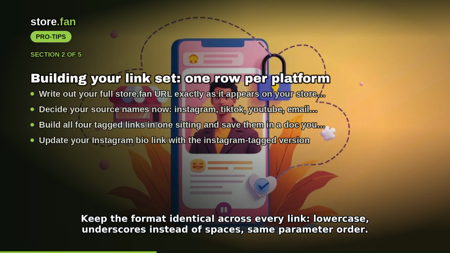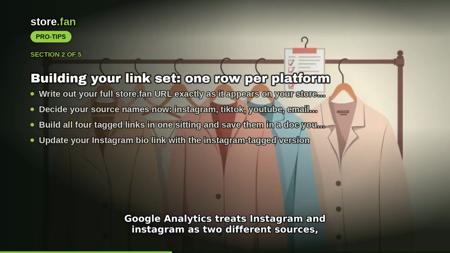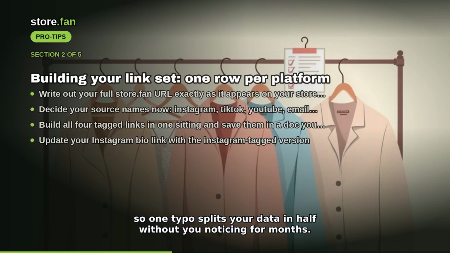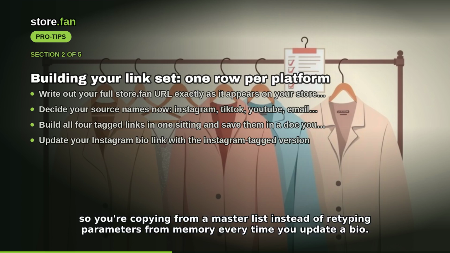Keep the format identical across every link. Lowercase, underscores instead of spaces, same parameter order. Google Analytics treats Instagram and instagram as 2 different sources, so 1 typo splits your data in half without you noticing for months. Write your link set down somewhere. A notes doc, a spreadsheet, so you're copying from a master list instead of retyping parameters from memory every time you update a bio.